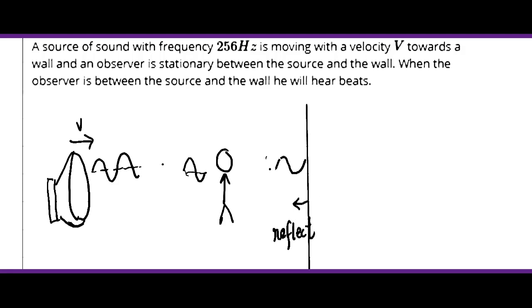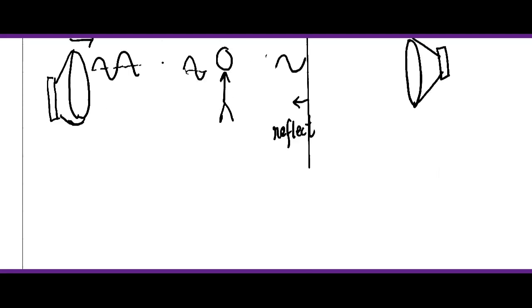So what is this scenario? We can also assume that another source of the same frequency is moving towards the man with the same velocity v. Since the reflected frequency and this frequency are the same, there will be no beats observed.